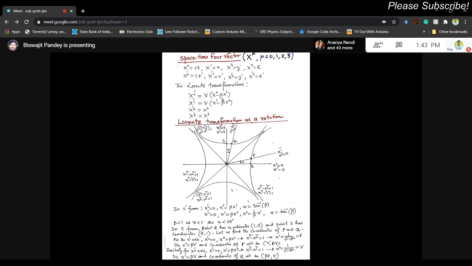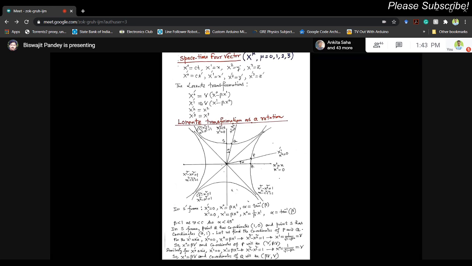But this is telling you x0 equal to beta x1 along x0 prime equal to 0, right? So in that case, you see clearly from this equation, this has to be negative, right? But this is positive. So when will the time axis tilt along this direction? When will it happen?